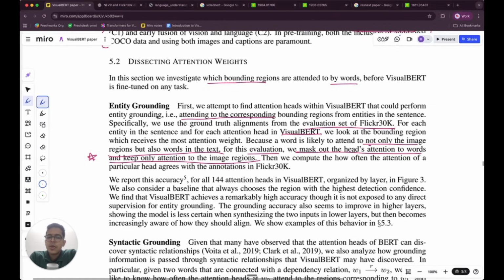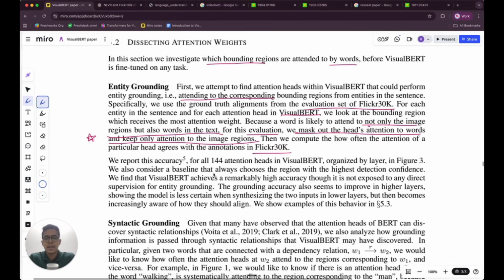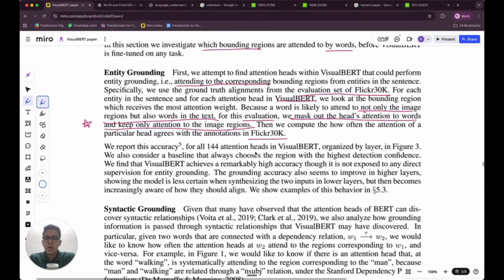But here you want to visualize the attention paid by text tokens to image tokens. You don't care about attention paid by text tokens to itself. So what is done is you mask the attention from text to text. You just construct attention from text to image. Then we compute how often the attention of a particular head agrees with the annotations in Flickr30k. We report this accuracy for all 144 heads organized by layer in figure 3.